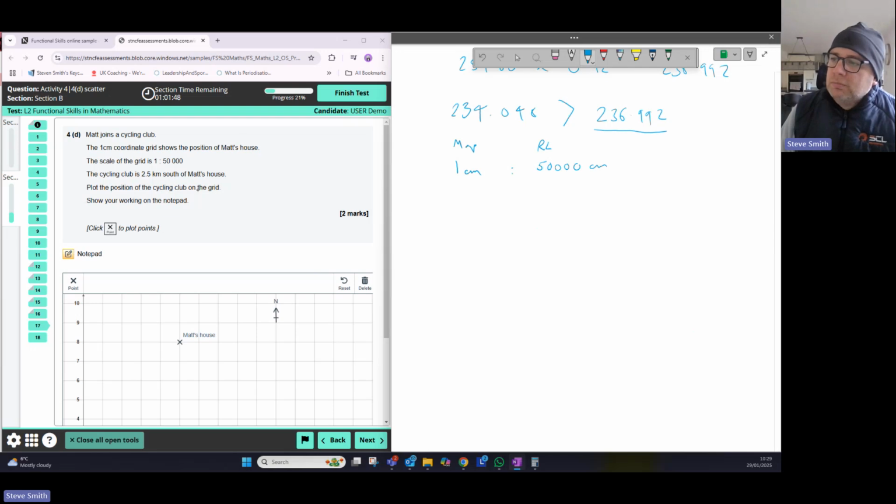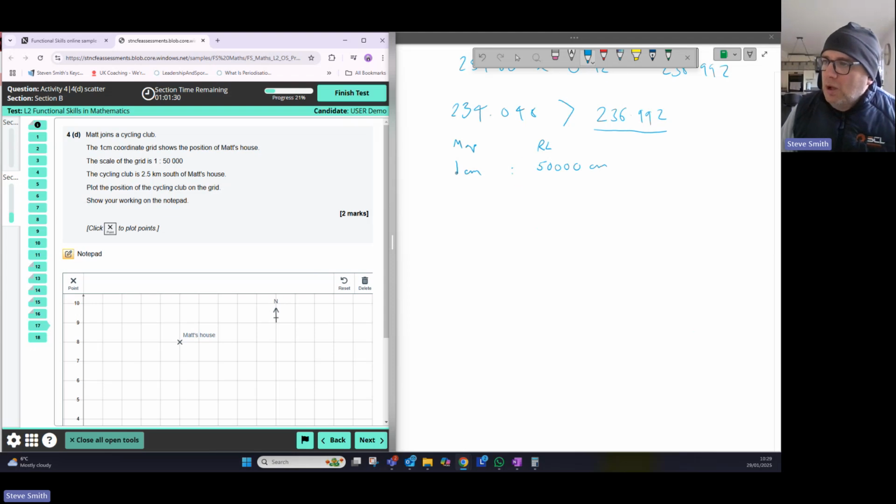Plot the position. So south we're going down. Oh, I can't draw on there. I was going to draw on there and put east, south, west so you could see. But yeah, south is opposite to north. So we know it's going to be straight down that line where we're going to plot it.